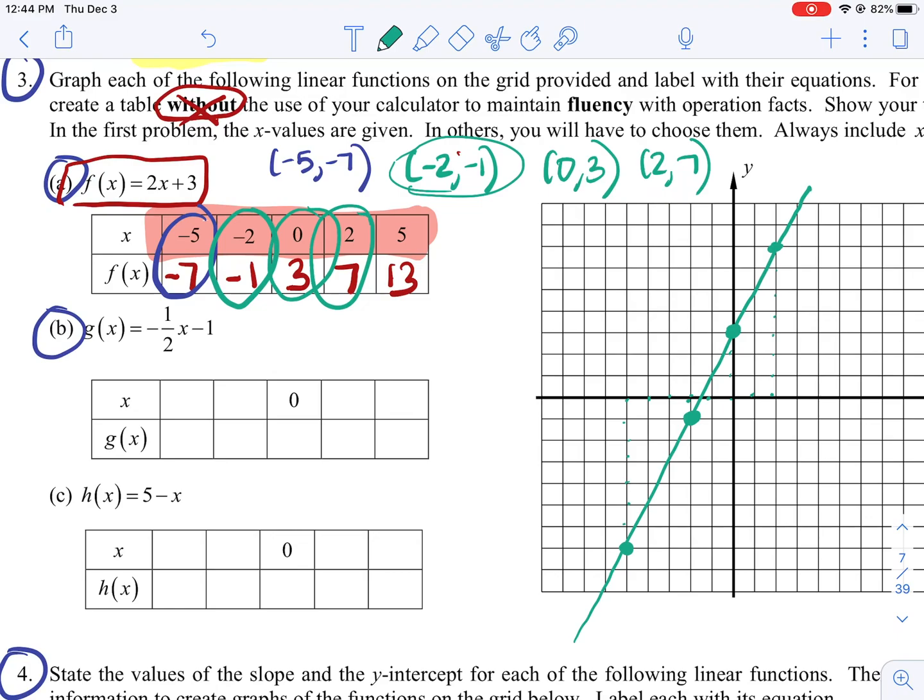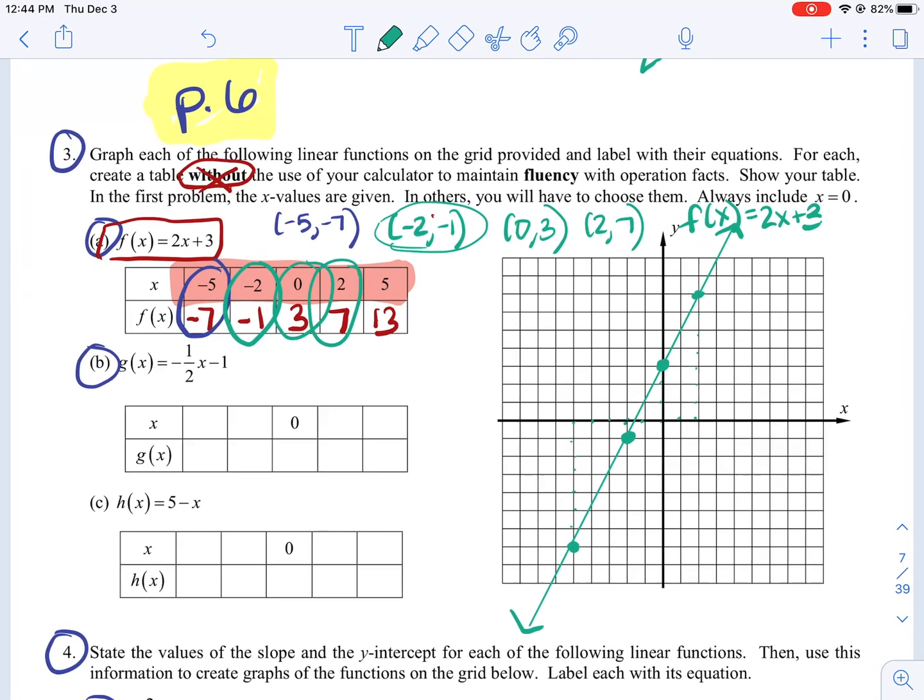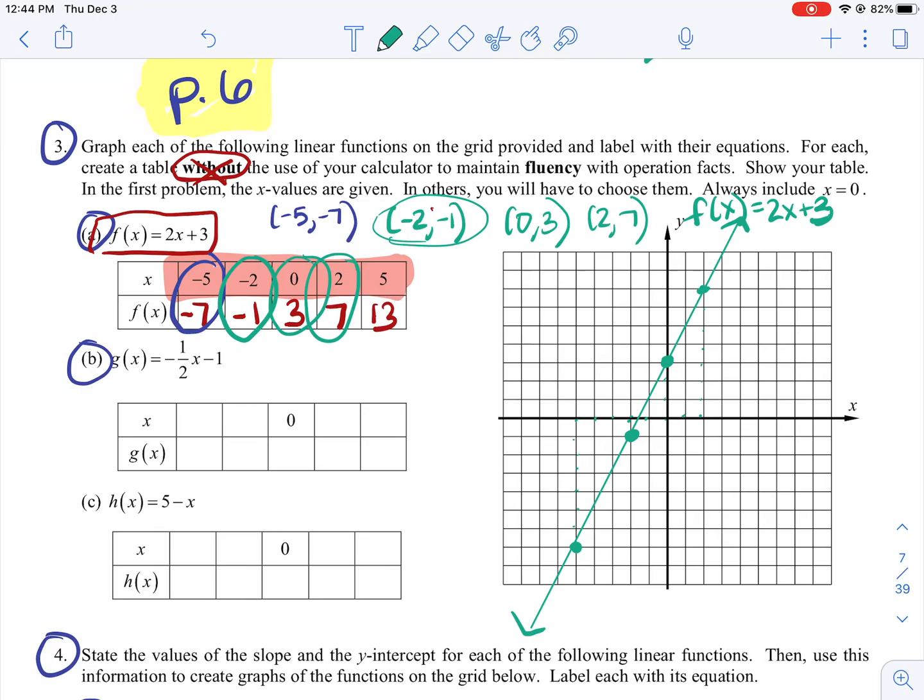But if we connect these points, we can see we have a straight line. I'm going to put my arrows on them. And then it's really important that you label your graph, because sometimes we have more than one graph, which we're going to do in a minute on our coordinate plane.